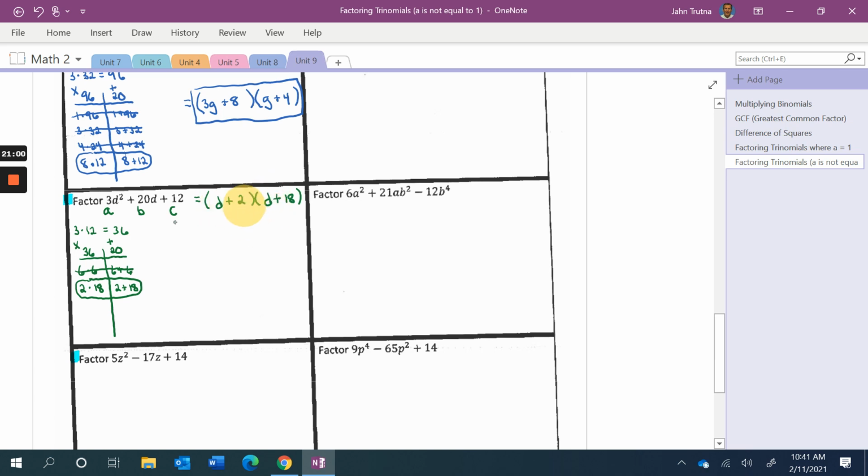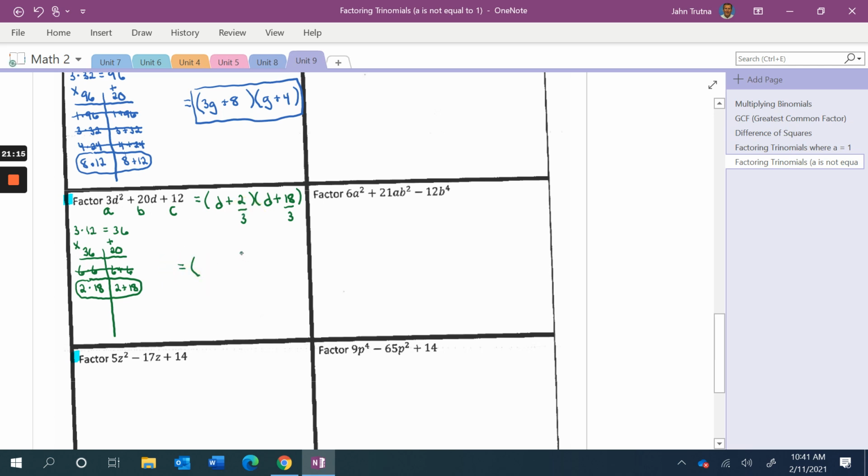But I'm not done because now I need to divide my factors by my a value, which is 3. Okay, you do this extra division step when you have an a value that's some number other than 1. Okay, now I'm ready to write my factors.